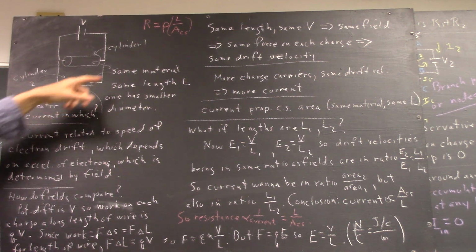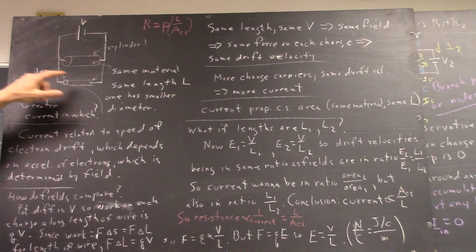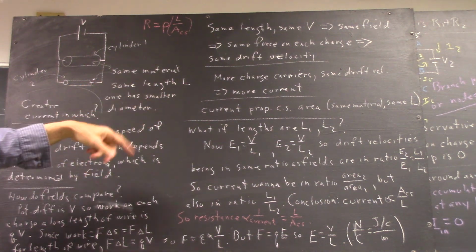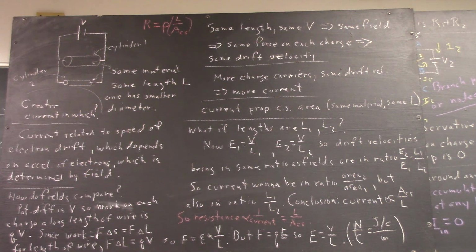We call this cylinder 1, call this cylinder 2. We assume that the cylinders are made of the same material and they have the same length, but one is smaller in diameter, or lesser diameter would be even better, but we call it smaller diameter. So the question is, which one has the greater current?